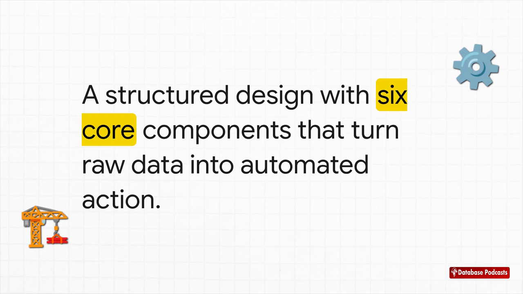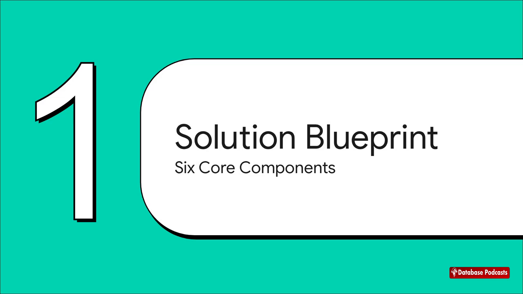Now, you might think this means building some crazy, complex, custom solution from scratch every single time. But honestly, that's a common trap. The most effective way to do this is to follow a repeatable blueprint. It's a structured design with 6 core components that reliably turn all that raw data into automated action. So what is this blueprint? Let's take a look at the 6 foundational components that make up this whole architecture.